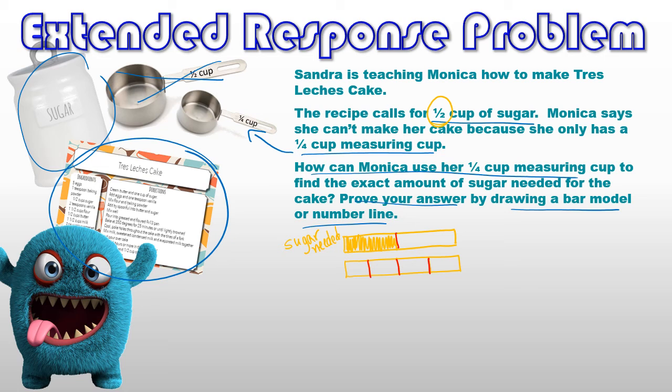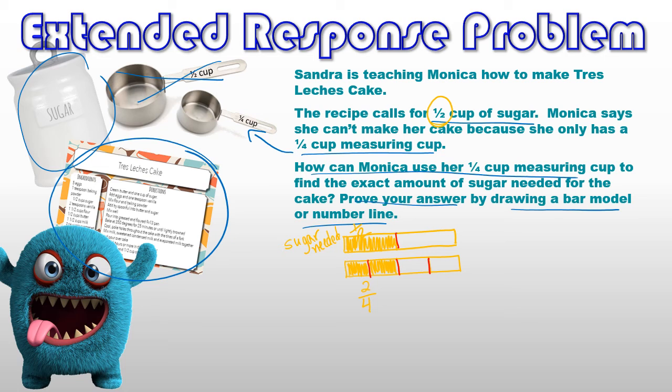That's right, 2. If I shade in just 1/4 or 1 part out of 4, I don't have enough sugar for the cake. So if I go ahead and shade in another part, so 2 parts out of 4 or 2/4, I have the same amount of sugar as the cake is asking for, which is 1/2. So that bar model helps me, but I still need to explain to Monica what she can do in order to get the correct amount of sugar.